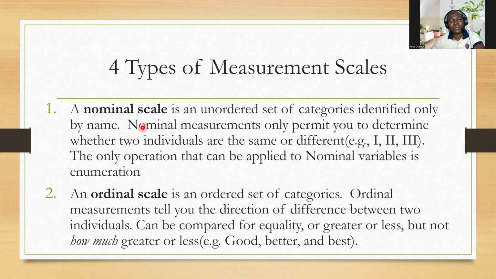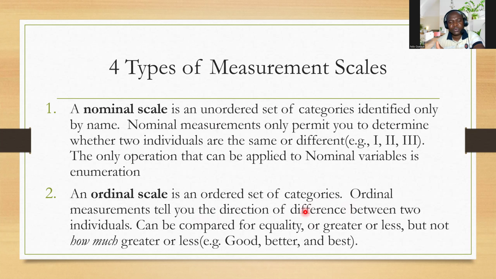We have the nominal scale, we have the ordinal scale, we have the interval scale, and we have the ratio scale. Now, the nominal scale is a set of categories identified only by names. For nominal scale, you can have examples like 1, 2, 3, as we have the Roman figures here on the screen. The only operation that can take place with a nominal variable is just enumeration, because they are only identified by name. While the ordinal scale is another set of categories, okay? You have them measured, they tell you the direction, but really don't tell you the difference between one individual and the next.